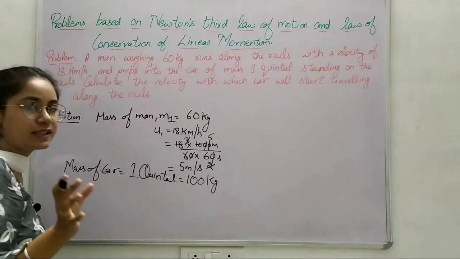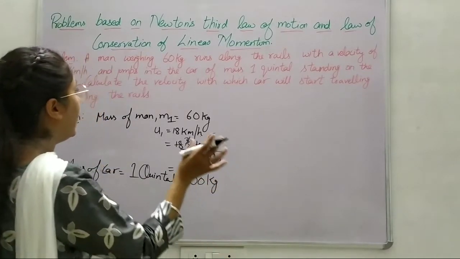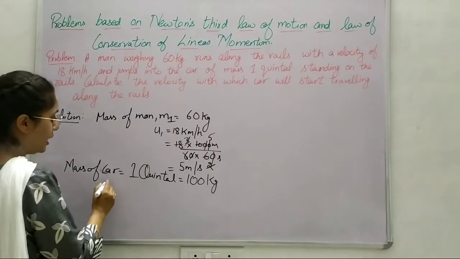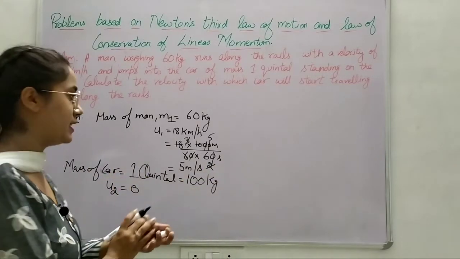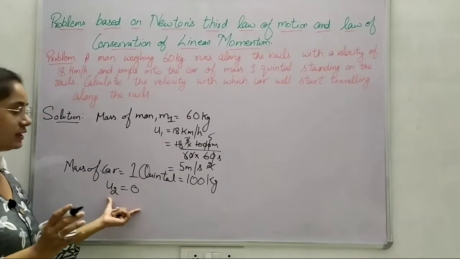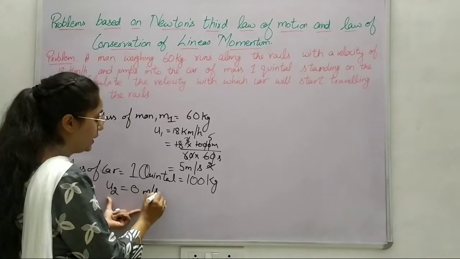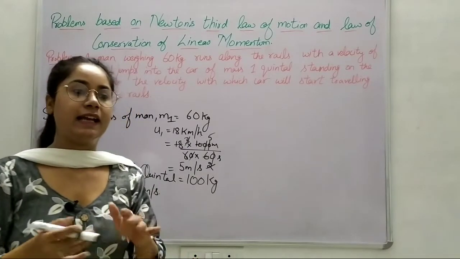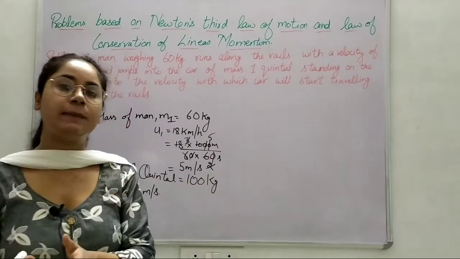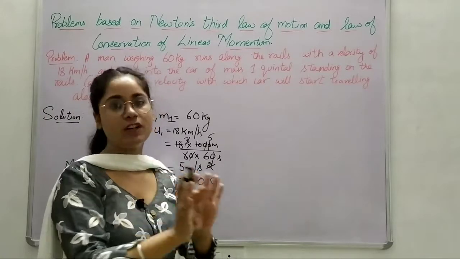1 quintal is always equal to 100 kilogram, and the car is at rest. That means u2 is 0. That complete car is at rest, so it is 0 meter per second. Now when the man has jumped into the car and the car has started moving, both the man and the car would have the same velocity.